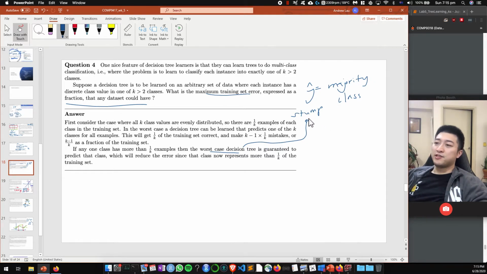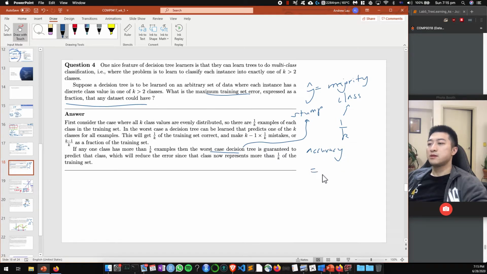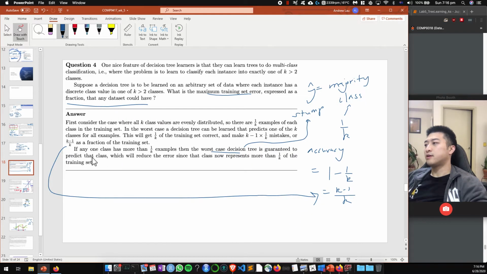So, assuming some sort of reasonable stumpy tree, where your prediction is always a constant, you always predict the majority class. For a moment, let's assume everything's uniformly evenly distributed in terms of the classes. Then if you vote for the majority class, this will be worth 1/k of the data, right? So in other words, your error is going to be 100% minus 1/k, which is the same as (k-1)/k, which is what this thing is here, right?